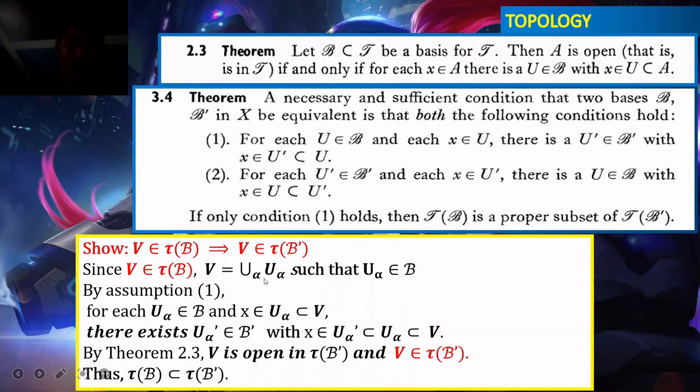Now, there exists a U alpha prime, an element of script B prime, with x an element of U alpha prime, which is a subset of U alpha, and U alpha is a subset of V. That is what we wanted to show. Then, by theorem 2.3, V is open in tau script B prime.